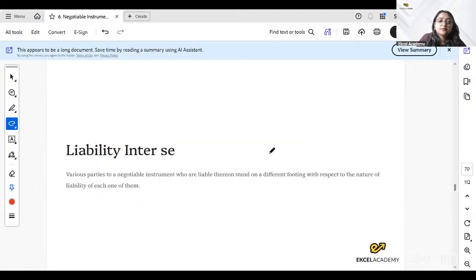Next, liability inter se. Various parties to a negotiable instrument who are liable thereon stand on a different footing with respect to the nature of liability of each one of them. That is, there can be different parties to a negotiable instrument, and with each party you can have a different liability. Let's say, for example, as a banker, you are liable to whom? You are liable only to the drawer. Are you liable to the payee? No, you are not liable to the payee.